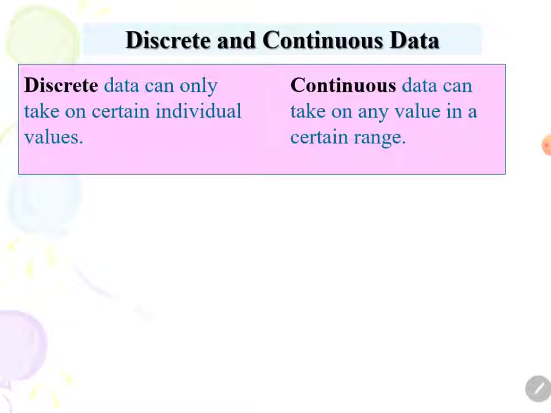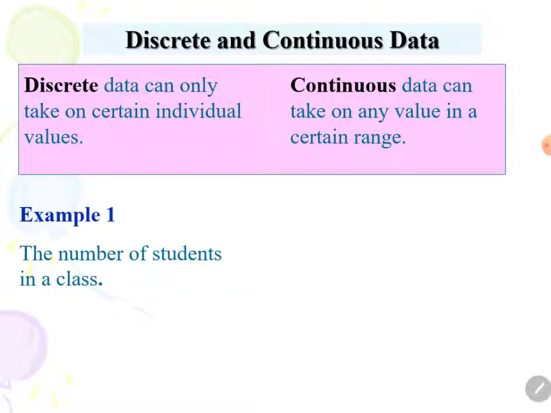Discrete and continuous data. Discrete data can only take on certain individual values, not every value. But continuous data can take on any value in a certain range. For example, discrete data is the number of students in a class. We don't have 3.5 students. Okay, 3 suku tak ada.